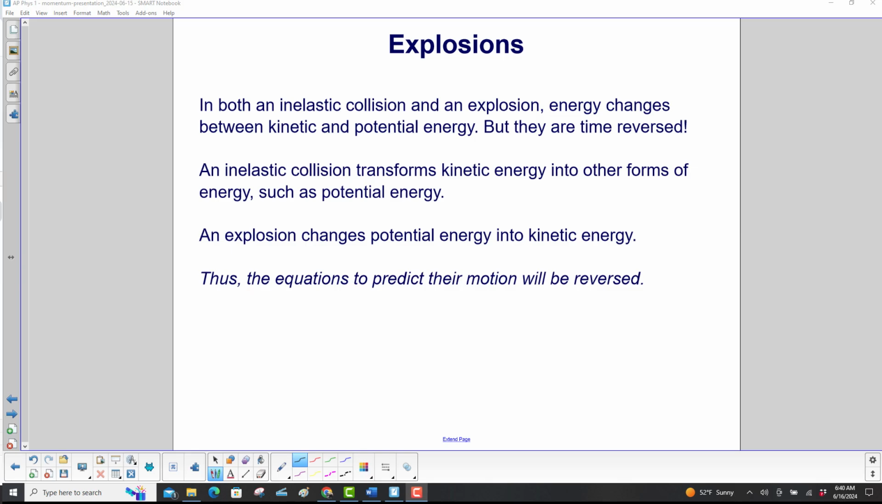In both an inelastic collision and an explosion, energy changes between kinetic and potential energy, but they are time reversed. An inelastic collision transforms kinetic energy into other forms of energy, such as potential energy. An explosion changes potential energy into kinetic energy. Thus, the equations to predict their motion will be reversed.